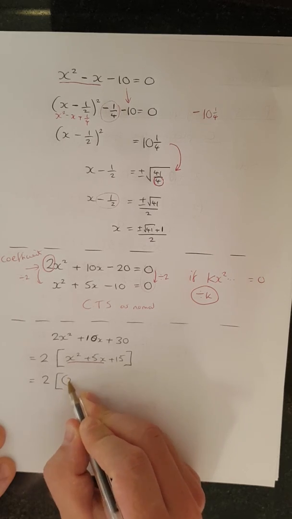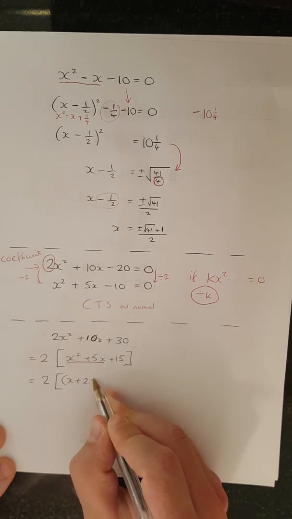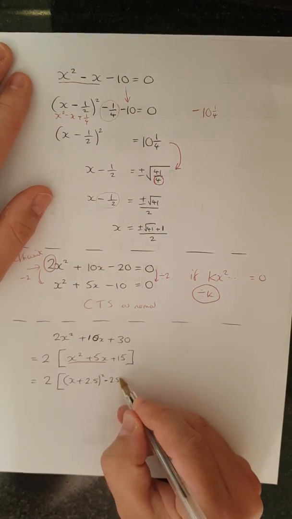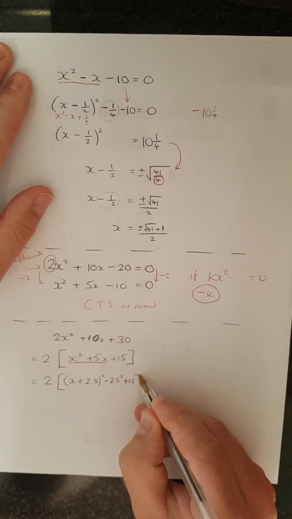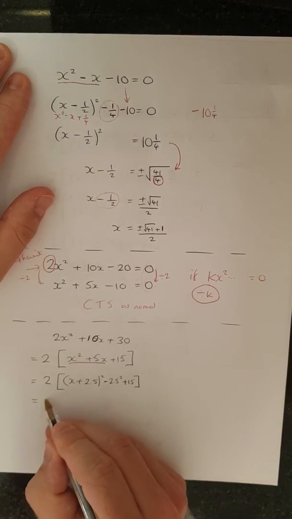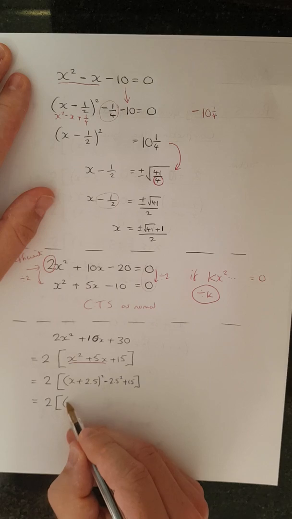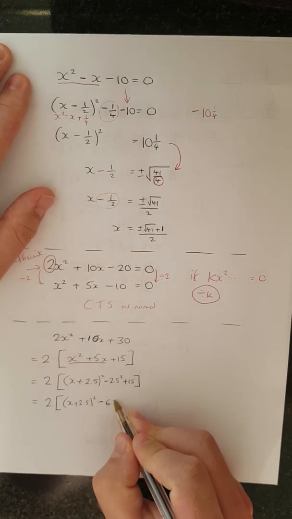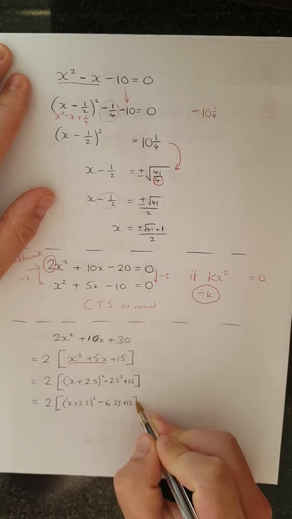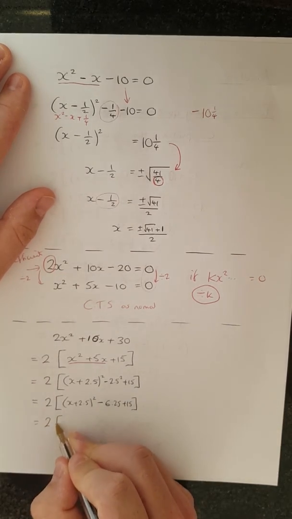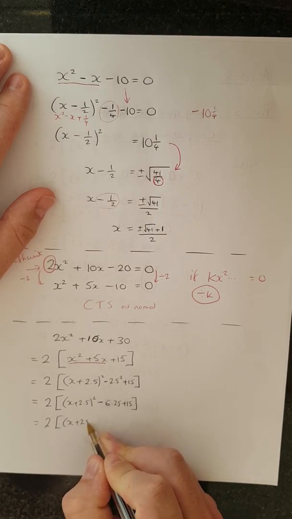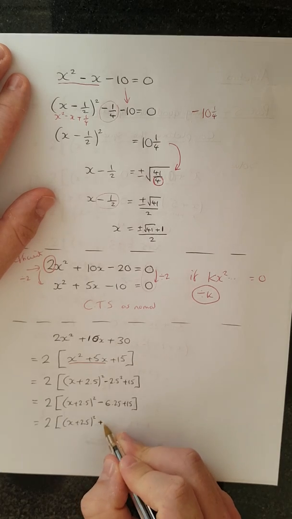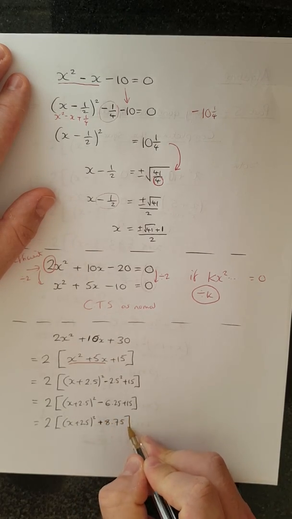So here we go. x plus 2.5 squared. 2.5 squared I'll take off, and then I'll add the 15. So I'll leave that there. 2.5 squared is 6.25. These two combine for plus 8.75.